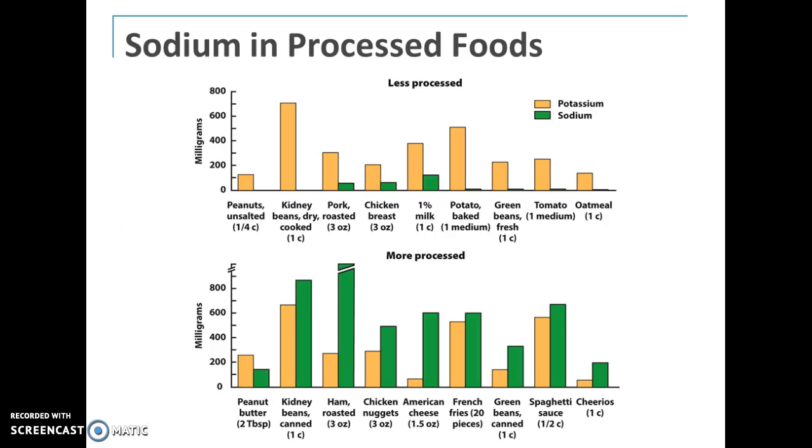When we look at sodium in processed foods, you can see from different food groups such as nuts and seeds and meats, that unsalted peanuts, dried cooked kidney beans, and roasted pork will be quite a bit higher in potassium and lower in sodium. But if they're more processed, so if the beans are canned, you turn those nuts into peanut butter, or you roast the ham, then you can see the sodium goes way up. So eating a diet higher in real food, lower in processed food can be a real benefit for sodium intake, as well as many other things that we've learned about this semester.